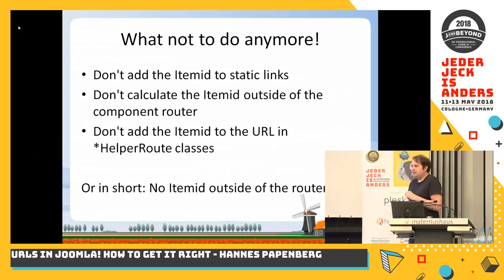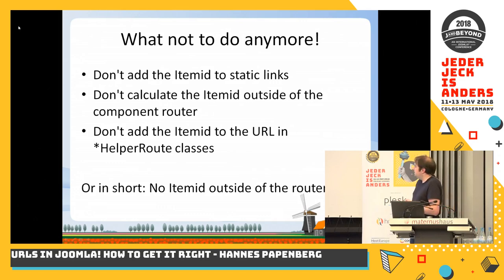So if you look at the content helper route class, for example, today, in Joomla 3.8, you will see it just simply takes the article ID, the category ID, and then meshes them together into a string and returns that. You actually don't really need that class anymore. It's just easier to write in most cases.